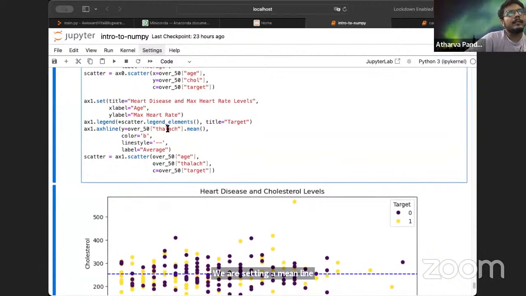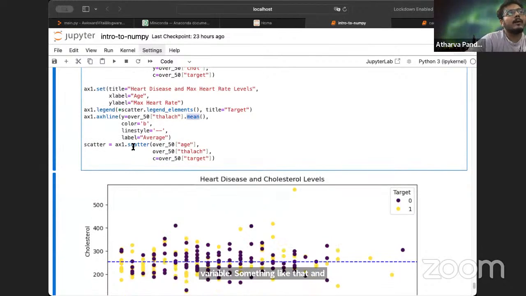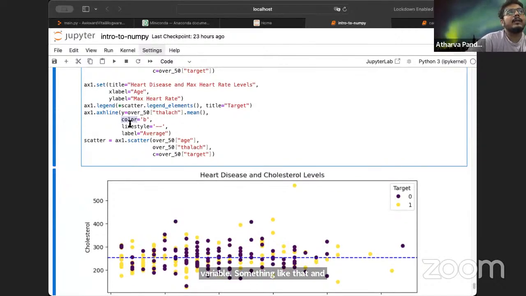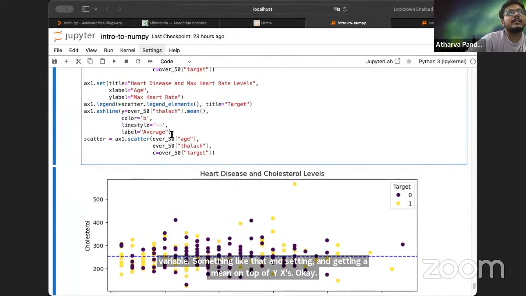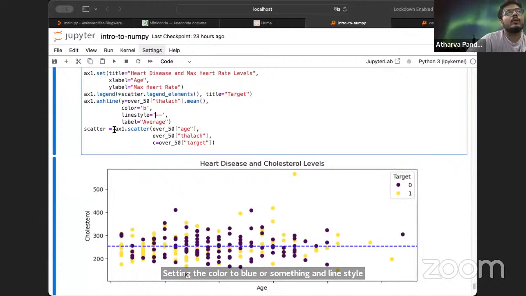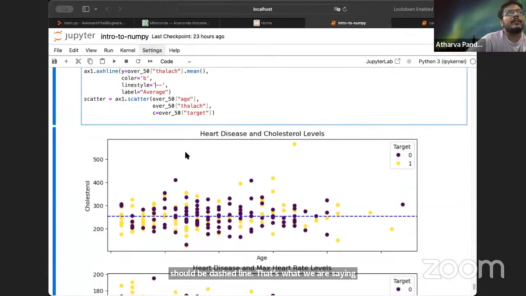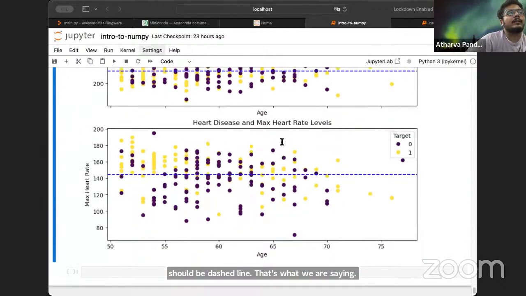We are creating this new variable and getting a mean on top of the y-axis. Setting the color to blue, and the line style should be a dashed line. That's what we are saying, and the label would be average.